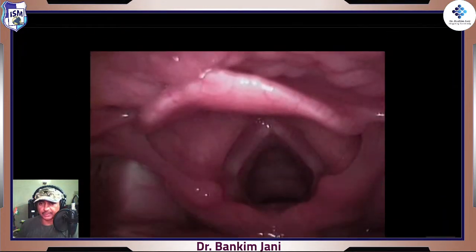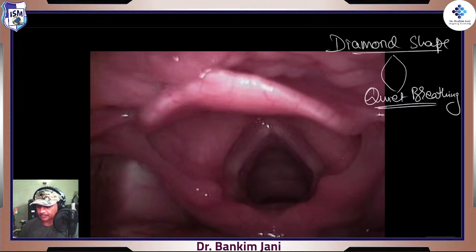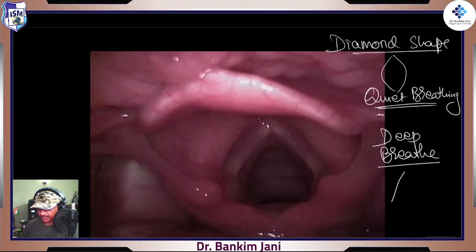Let's see some of the shapes, how exactly it looks. Say this will be like a diamond shape, right? Like this. This is when there is quiet breathing, right? During quiet breathing. When you breathe deep, right? In deep breathing, its shape would be triangular. Its shape would be triangular.